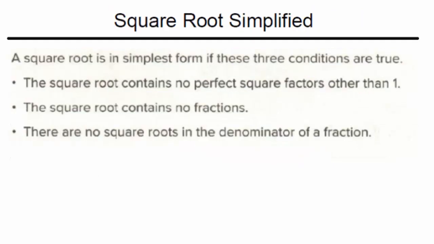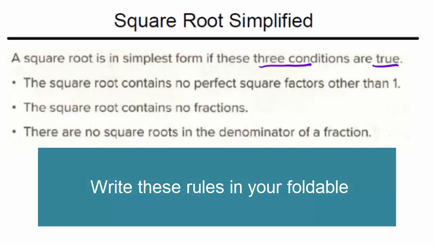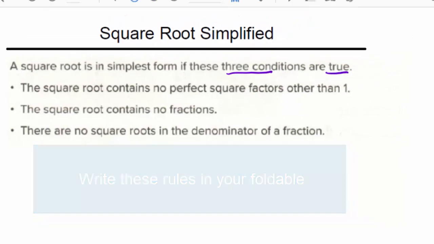Okay, so here are some rules for simplifying radicals, or simplifying square roots. A square root is in simplest form if these 3 conditions are true. All 3 conditions have to be true. The square root contains no perfect square factors other than 1. Remember, factors are numbers to be multiplied.